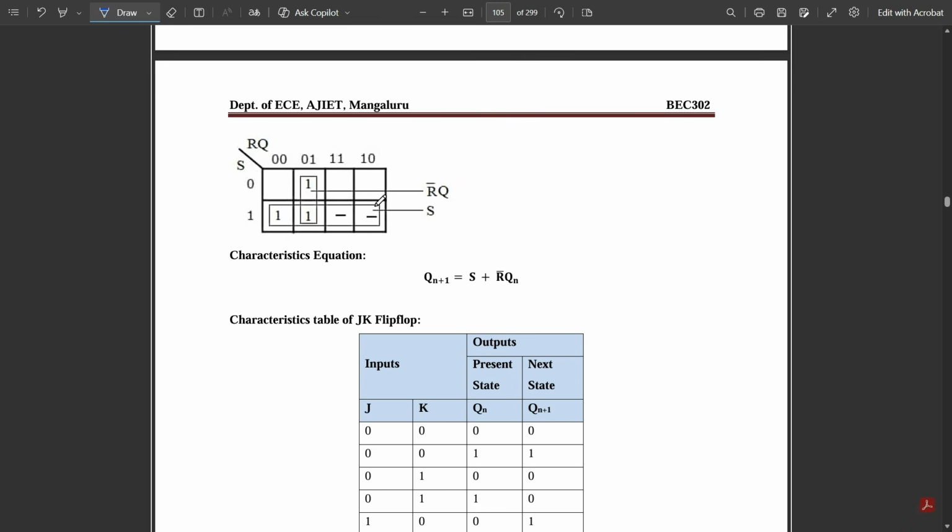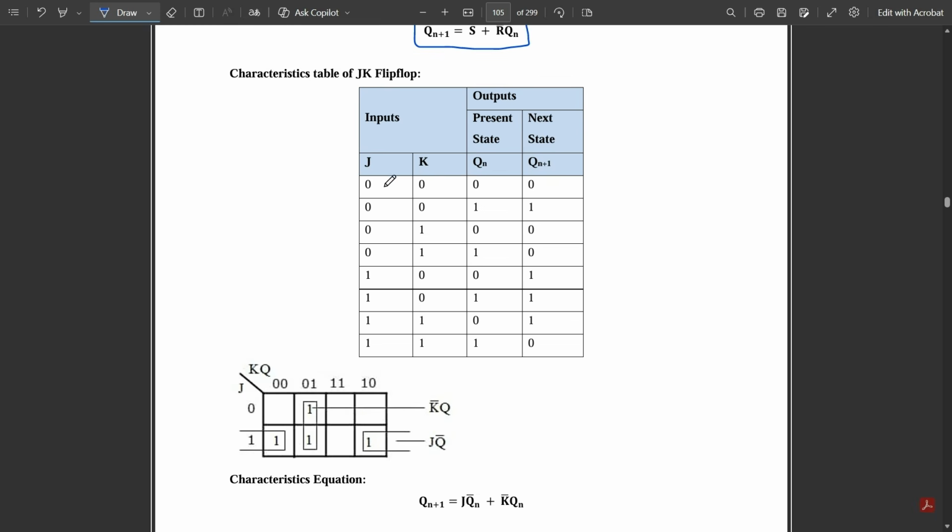For the group of 2 we would get R bar Q, and for the group of 4 we would get only S. So our characteristic equation for the next state Q of n plus 1 would be S plus R dash Q. This is the characteristic equation of an SR flip flop.